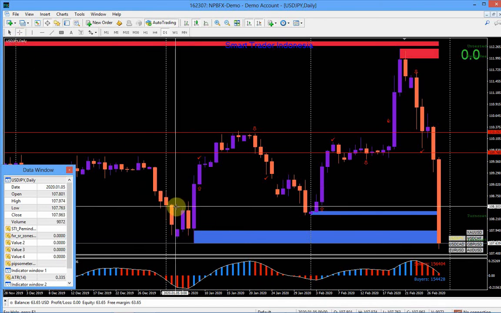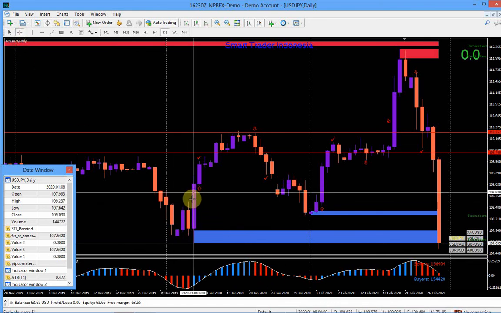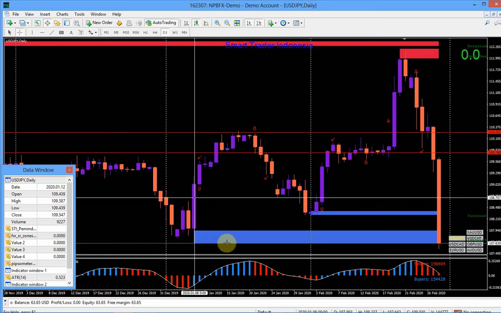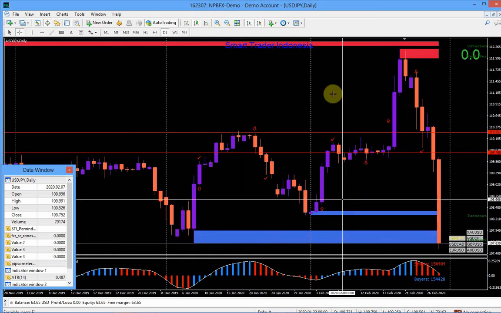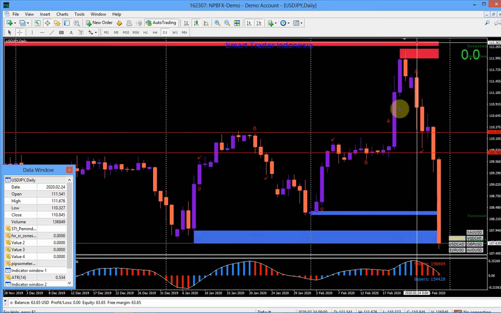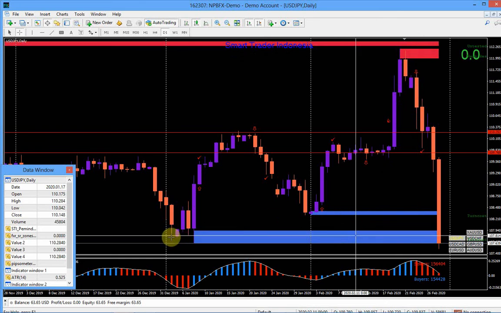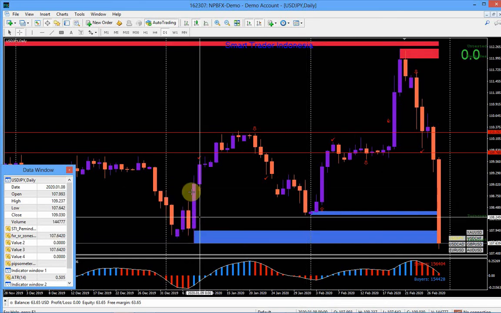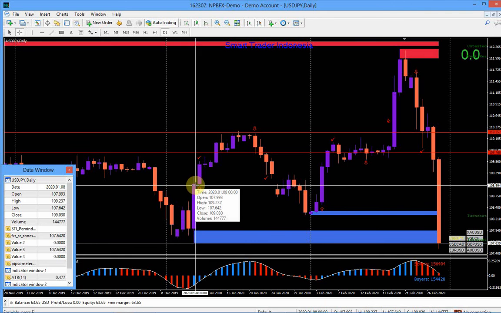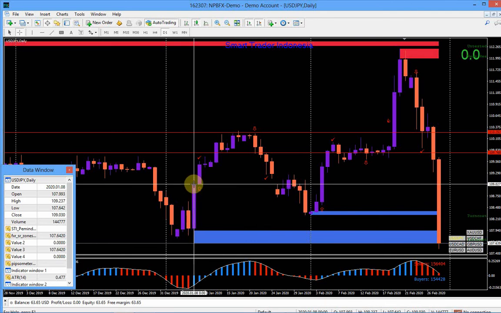How I'm going to use it is along with your support and resistance, or your demand and supply. These areas are just to show me and help me study how the market actually manipulates price, and what this demand and supply really means to traders. I'm trying to figure that out.